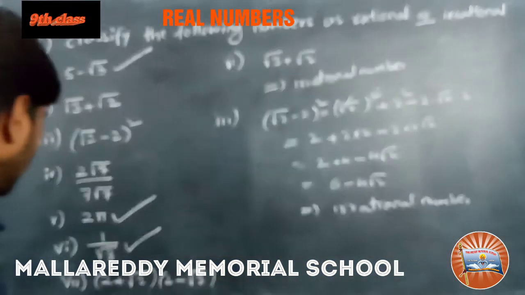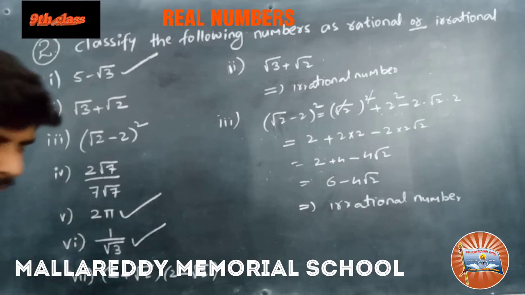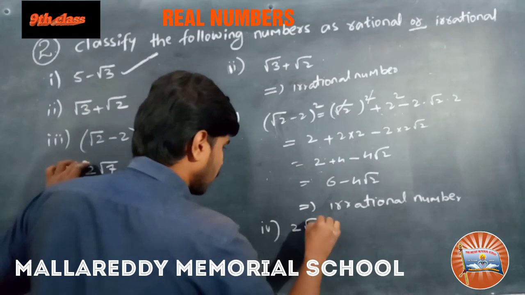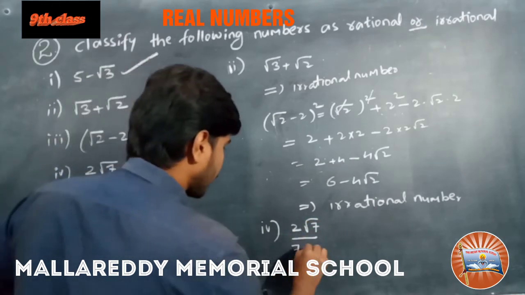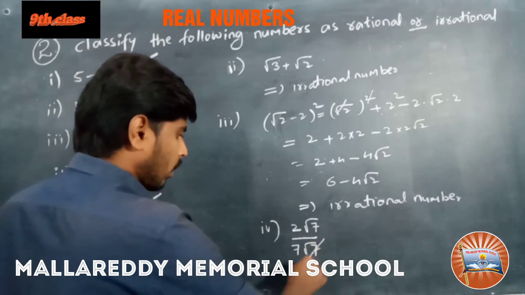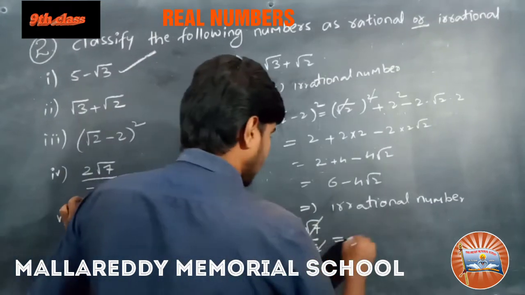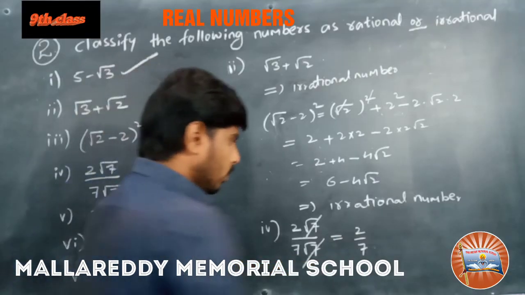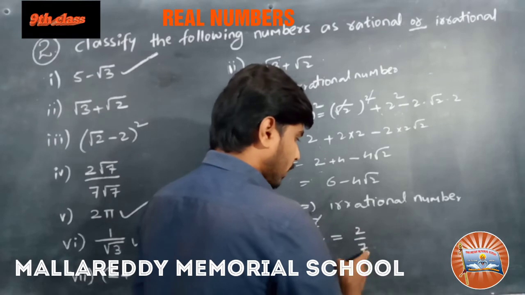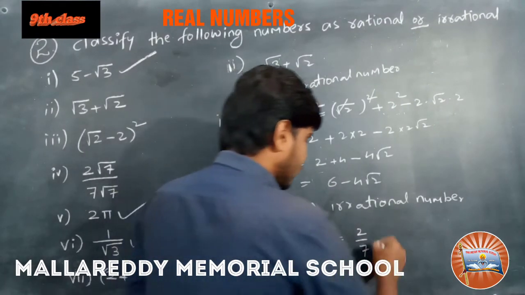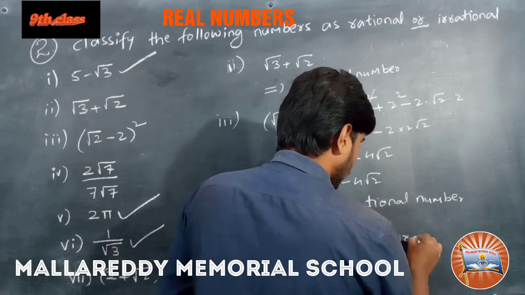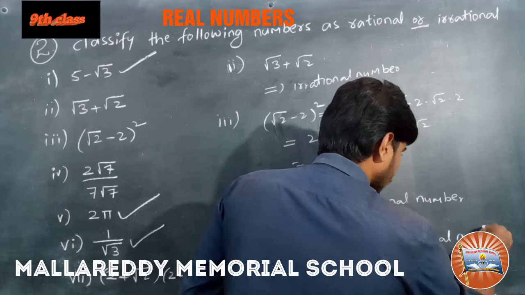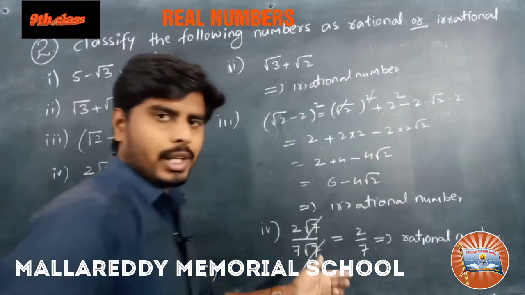Next, the fourth one. What is the question? 2 root 7 by 7 root 7. Here root 7 gets cancelled. What is remaining? 2 by 7. It is in the form of p by q, where q is not equal to 0 and p, q are integers. So it is a rational number.